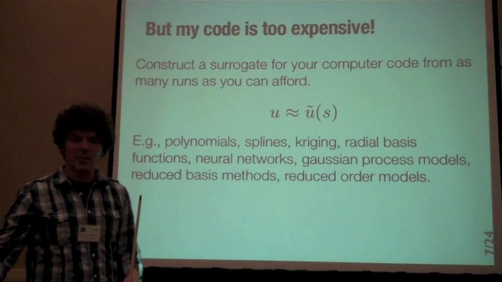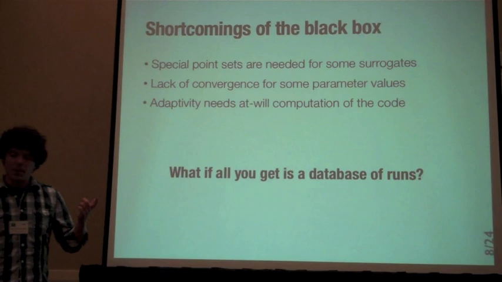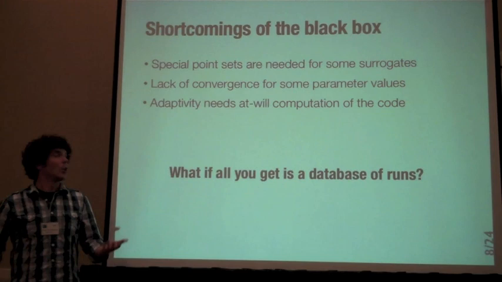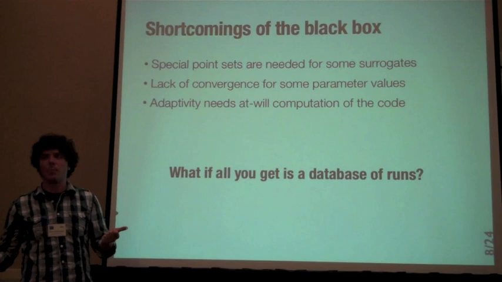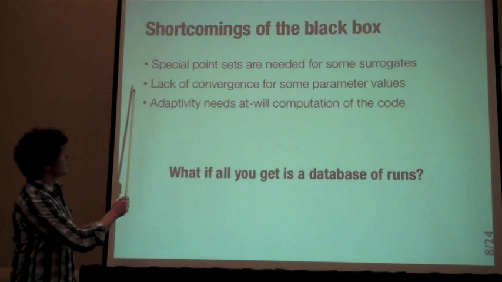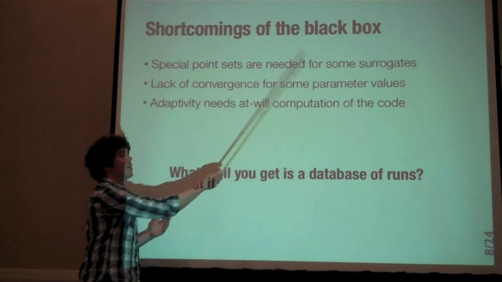In particular, if we're sticking with this black box paradigm, then there are some surrogate functions, such as polynomials, that might require special point sets to construct a surrogate. So if you're constructing a polynomial, a multivariate, even a univariate, you probably want to use something that looks similar to a Chebyshev point set in order for your polynomial interpolation to remain stable. And then what happens if you're in this black box world and some of the parameter values that you choose don't result in converged output simulations?